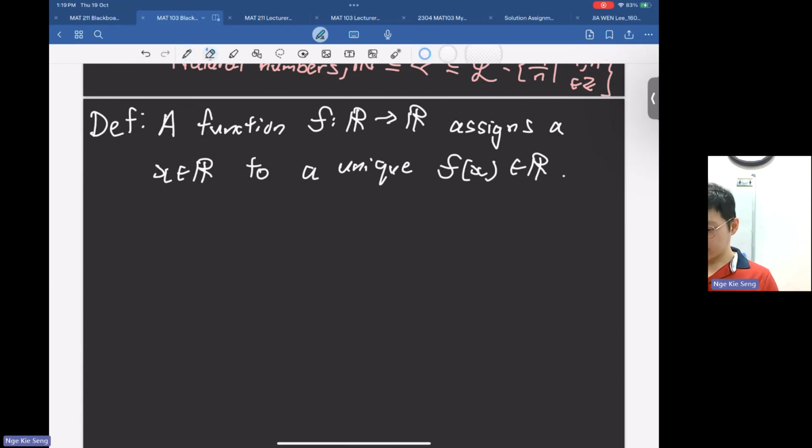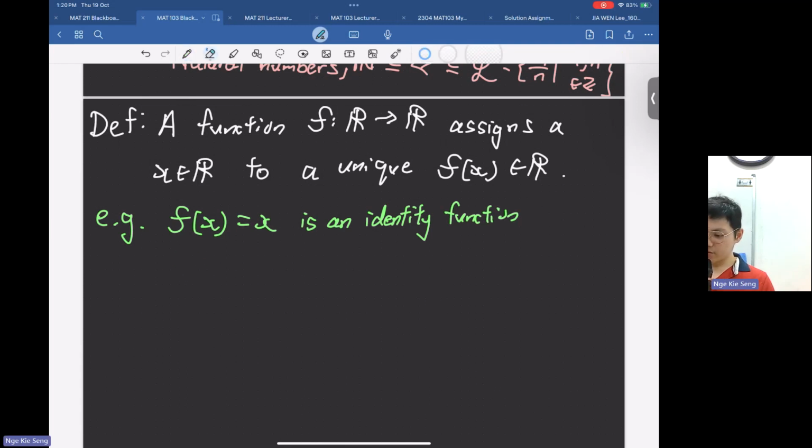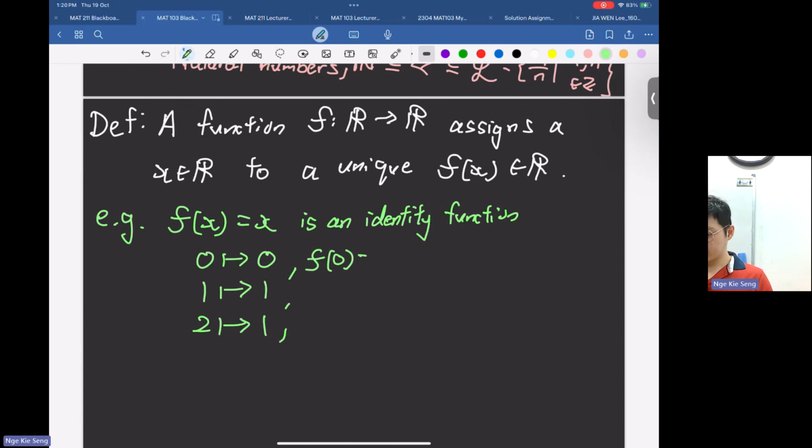Can you give some examples of functions you have seen before? f(x) equals x. Yes, this is a very basic function. What kind of function is this? This is actually an identity function. Why do we call this an identity function? Because we send every element to itself. Maybe in more familiar notation, f(0) is equal to 0, f(1) equals 1, f(2) equals 2. And in particular, this is a function from R.